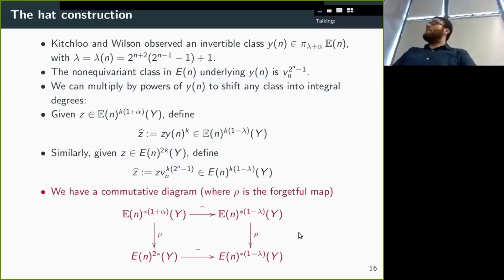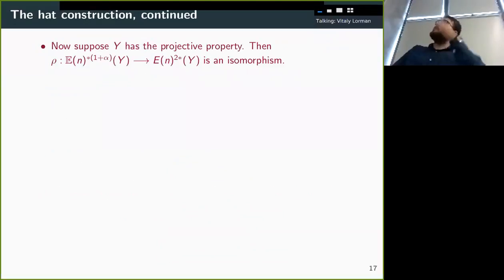Okay, so we have this hat construction. And now let's use that in combination with what we had before. So we have a space Y with the projective property, so think BU. And we have an isomorphism, which we proved, from the equivariant E_n cohomology of BU, in particular in these diagonal degrees, to the ordinary cohomology of BU, or in general Y, in even degrees.